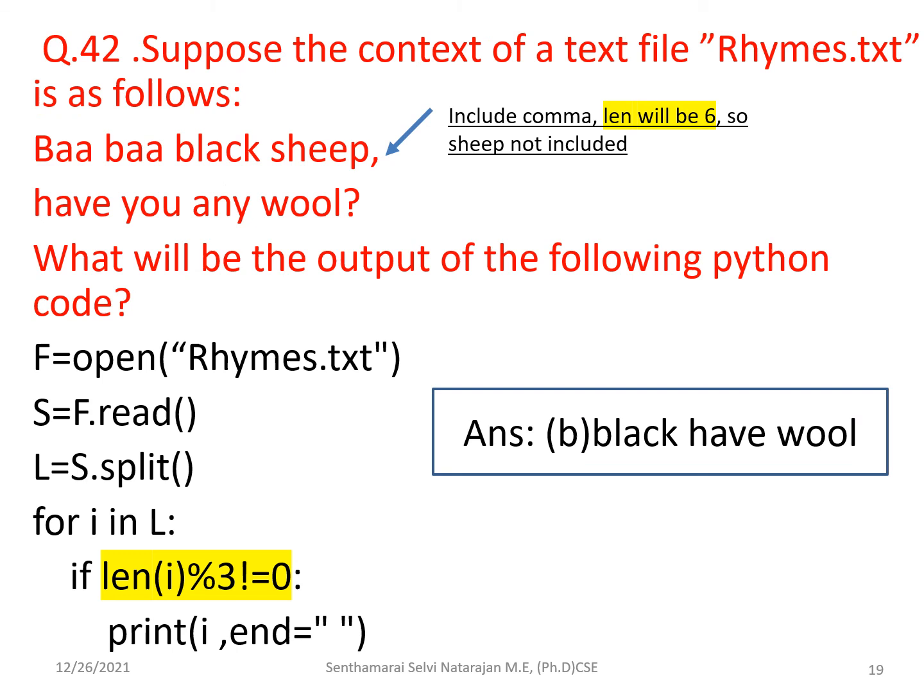Then the next question is again identifying the output with a text file. You see here in this text we are having two strings, Baba black sheep and then have you and will treat that. It is going to split off. Here what they are asking is for checking the condition len of I modulo division 3 if it is not equal to 0. That is, it will be calculating the length of the word, and if that length divided by 3 should not be equal to 0. If that is the case, then print.